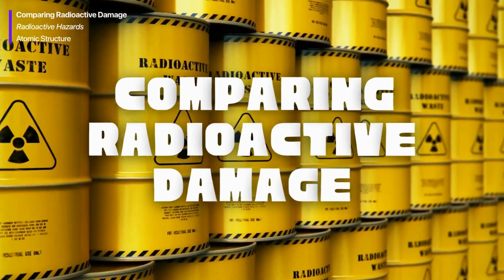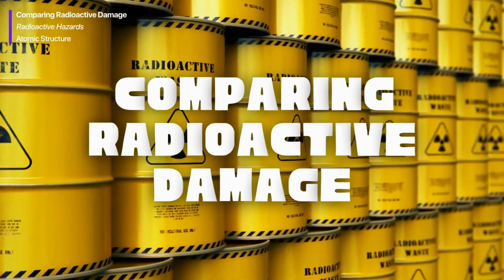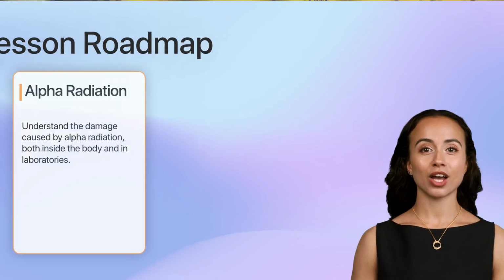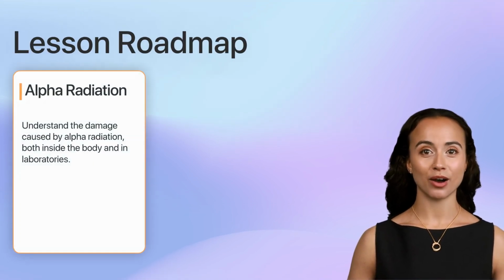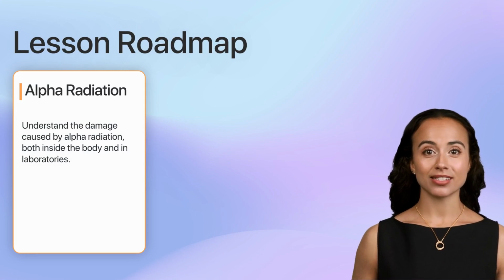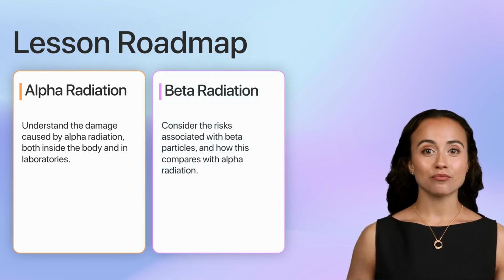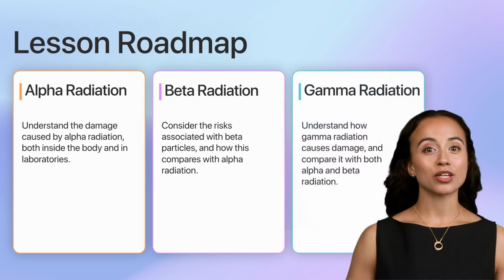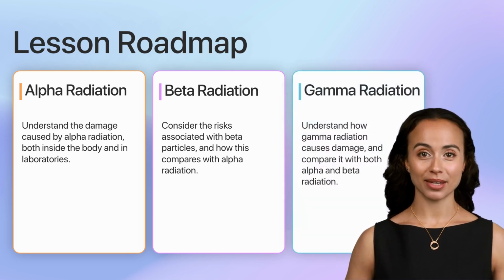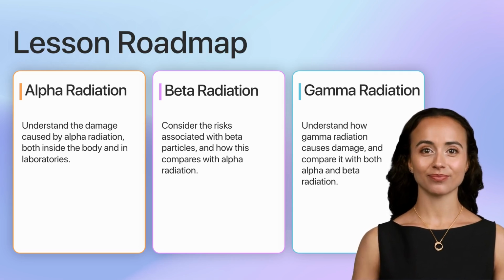Hello! Welcome to today's lesson on comparing types of radiation in terms of radiation damage. Our plan for this lesson is to begin by understanding the damage caused by alpha radiation, both inside the body and in laboratories. Next, we'll consider the risks associated with beta particles and how this compares with alpha radiation. Finally, we'll look at how gamma radiation causes damage and compare it with both alpha and beta radiation.